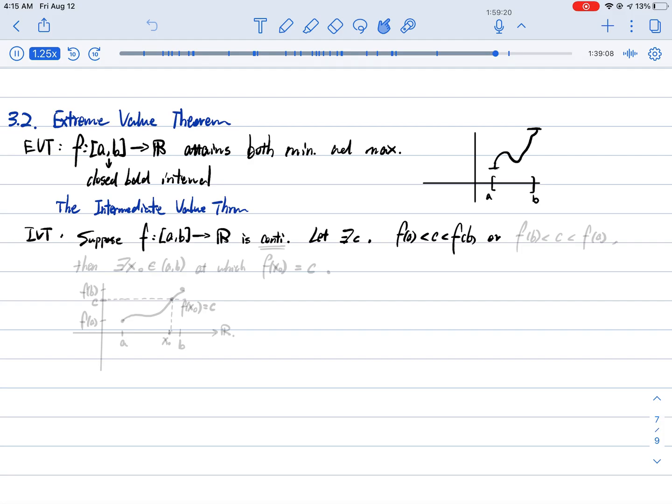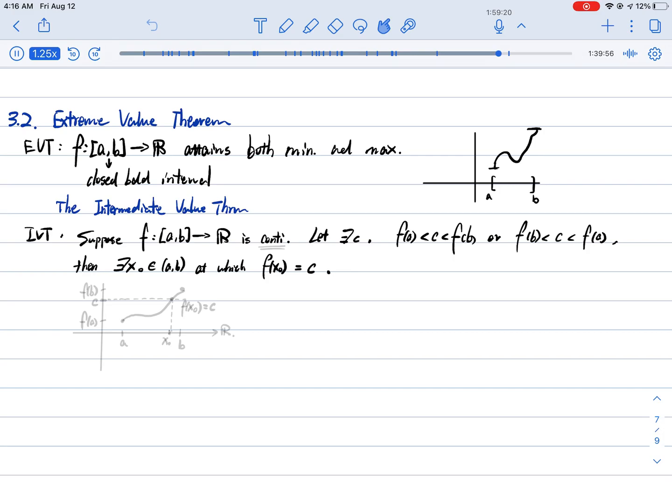f of a and f of b can be either the first one is smaller than the second one or the second one is smaller than the first one. We don't know which, so I just write it as either-or right here. Alright, they're straightforward. If this is happening, then we'll know the following statement is true. Then there's a point x0 in the open interval a b at which f of x0 is going to be equal to c.